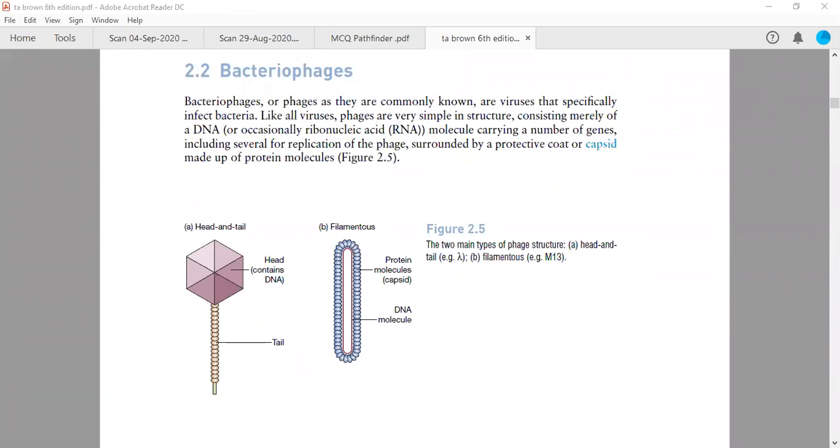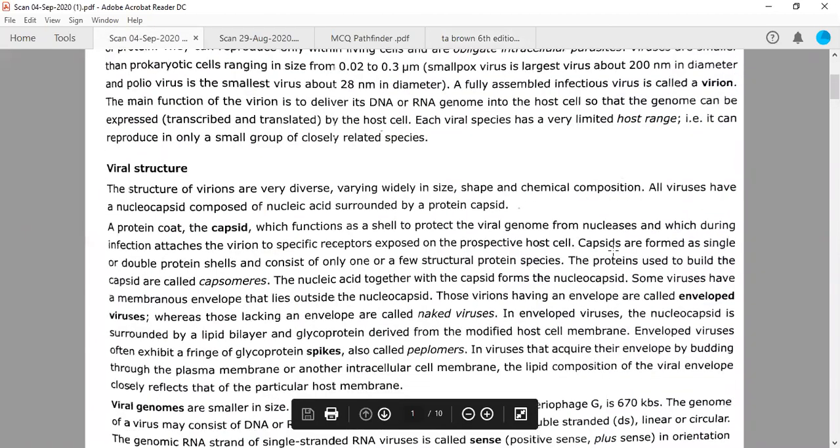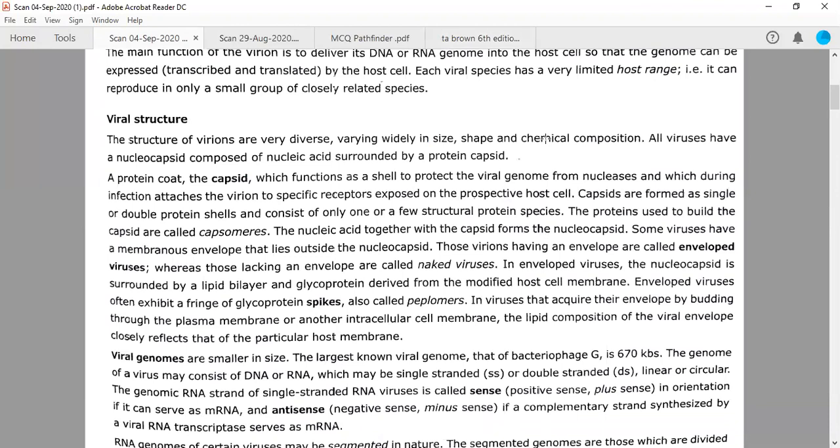Right, so now, here we were. Capsids are formed as a single or double protein shell that consists of only one or a few structural protein species. The proteins used to build the capsid are called capsomeres. So you need to note some terms, but they are simple. You can remember them: capsomeres, for example, and then capsid and nucleocapsid. These three terms we have faced.